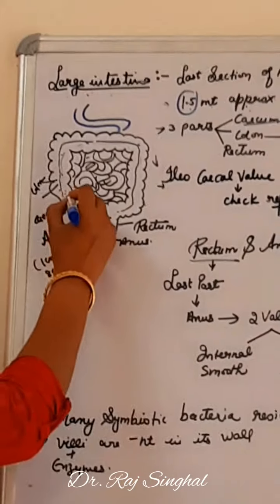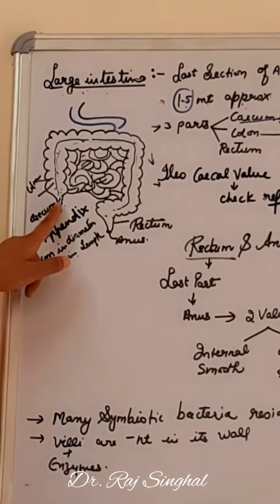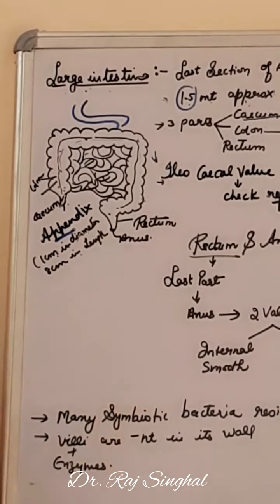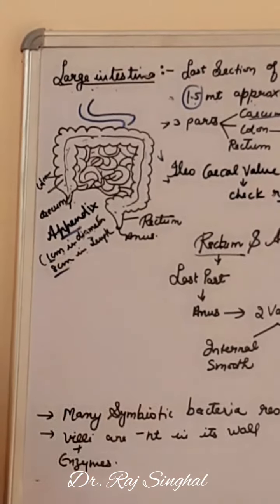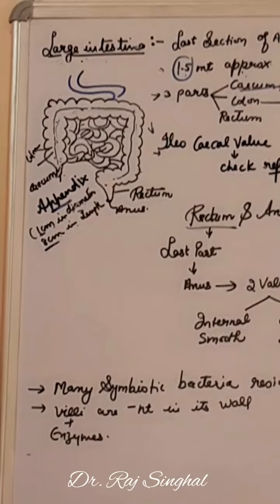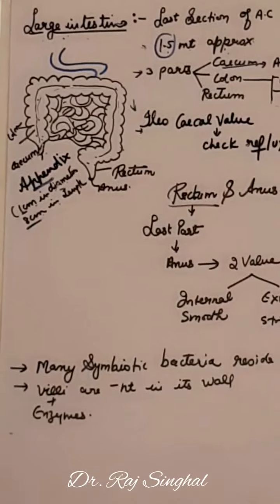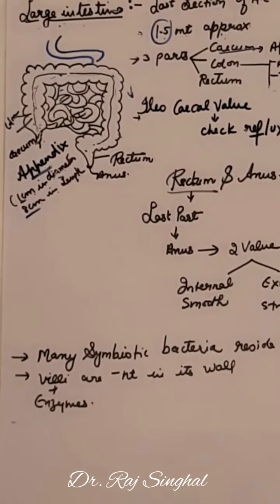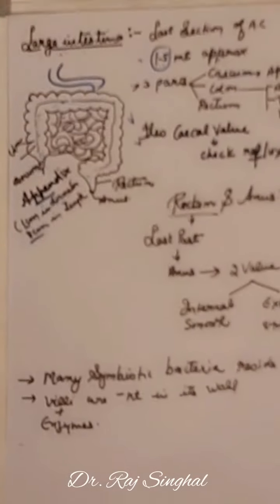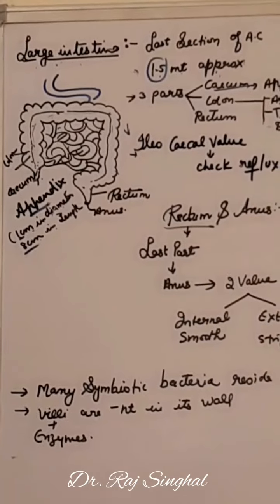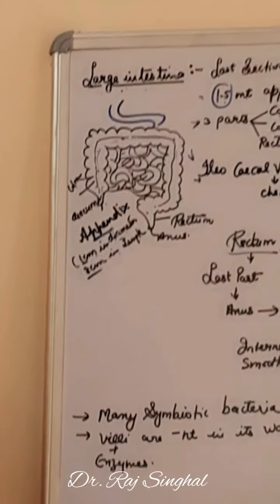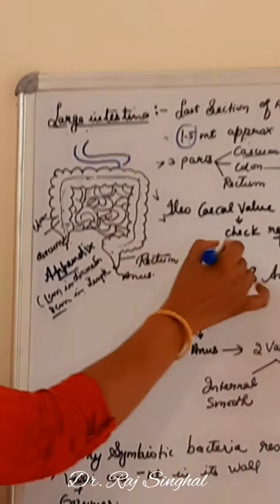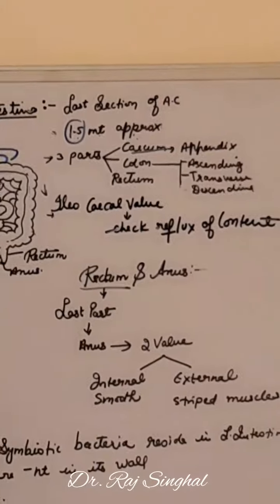Cecum has a blind finger-like projection which is known as appendix, which is approximately 1 centimeter in diameter and about 8 centimeters in length. It is also known as vermiform appendix or vestigial organ, and doesn't perform any function or have any role in digestion. Ileocecal valve present in the large intestine checks the reflux of the content.